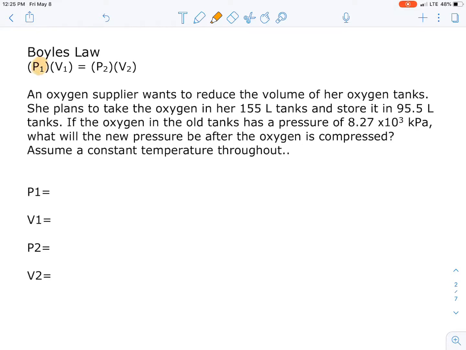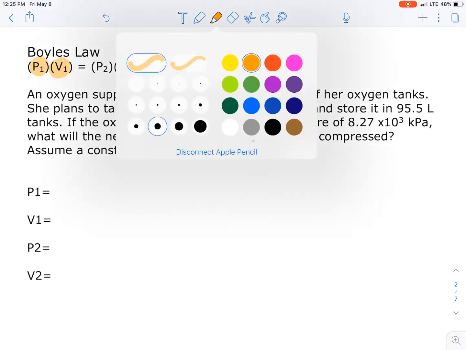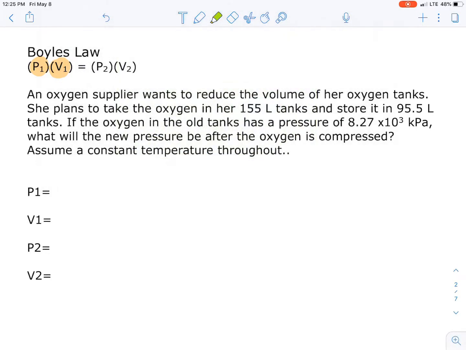I'm going to use my highlighter and I'm going to put orange for the ones. And we'll go ahead and put this light bright green here for the twos. All right, and that way we'll keep track of our givens as we go along.